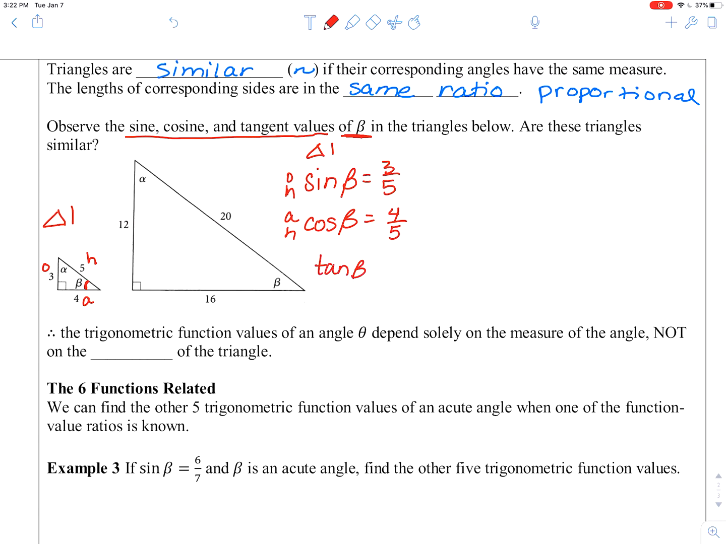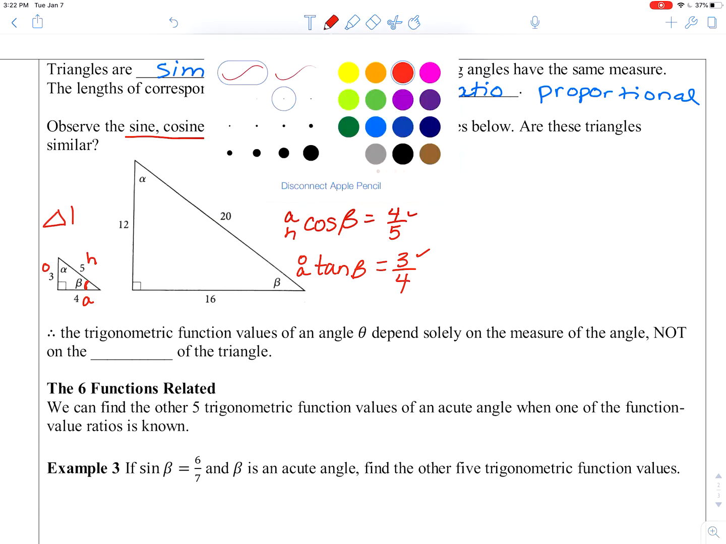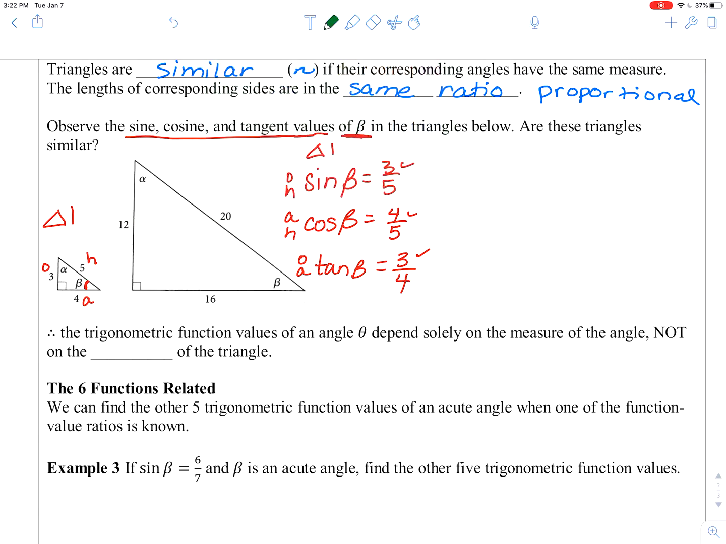And tangent of beta, OA, so O over A, TOA, is O over A, that's 3 over 4. Now none of those fraction values can be simplified, so there we have that done. I'm going to go ahead and switch to my green pen, and I'm going to look at triangle 2.